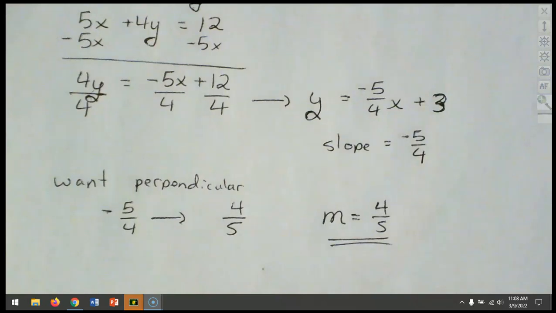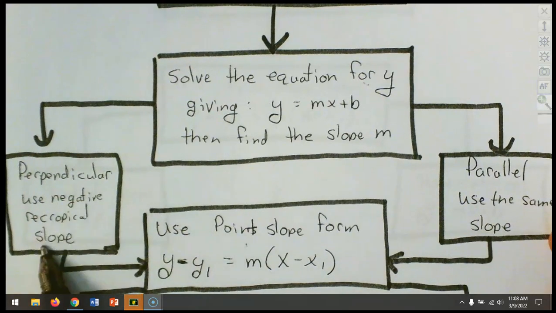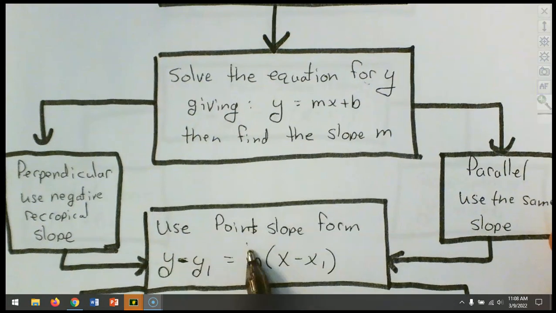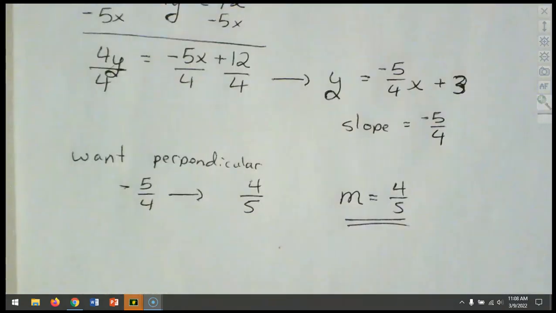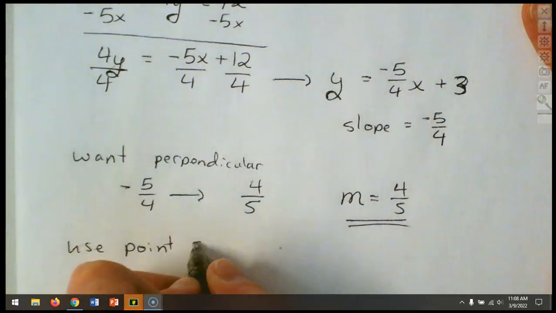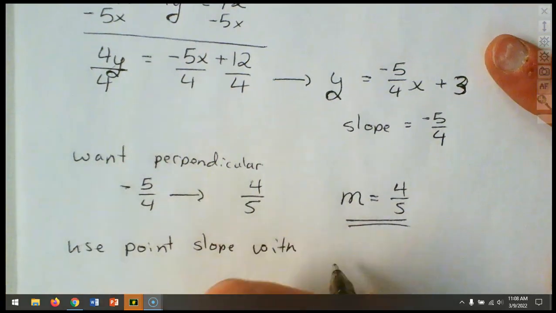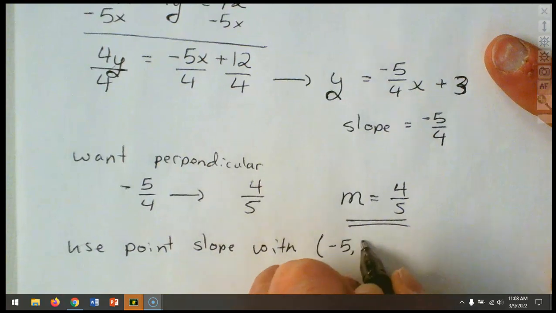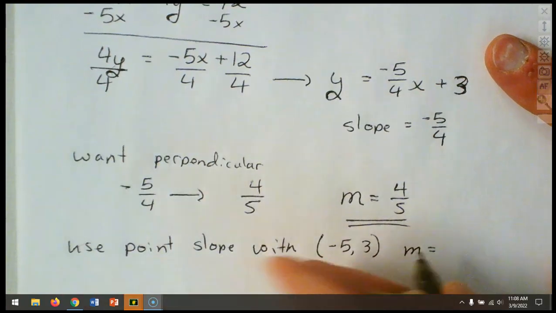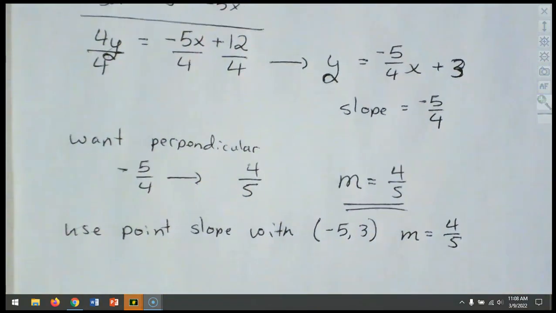Next, what does it say to do? Okay, we went down the perpendicular side, and all roads lead back to point slope. So we were here. We used the negative reciprocal or opposite reciprocal. We are here. Point slope. So now we use the point slope formula. And we're going to use that with that original point, minus 5/3, and our new slope, which we found to be 4/5.